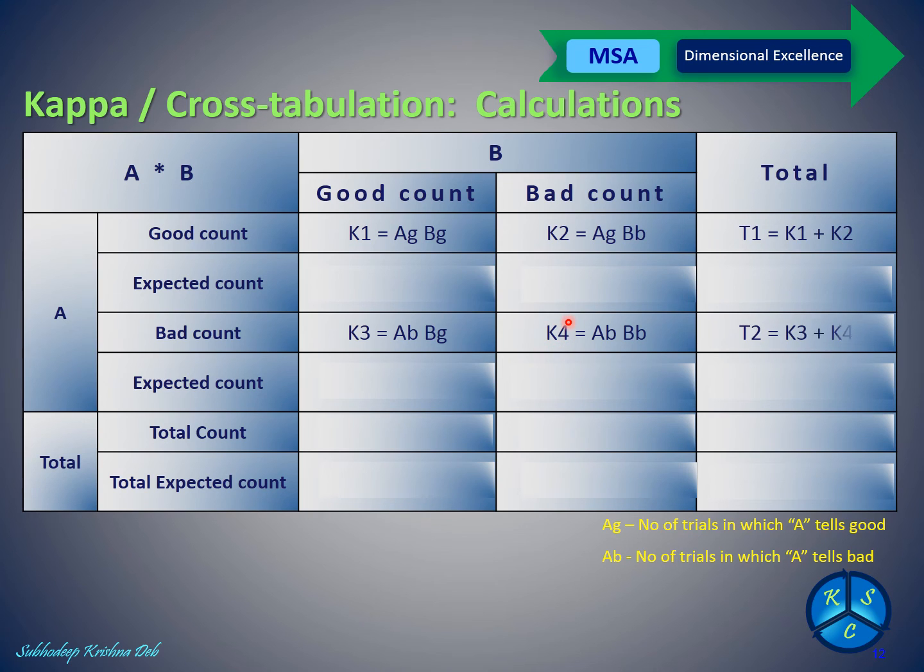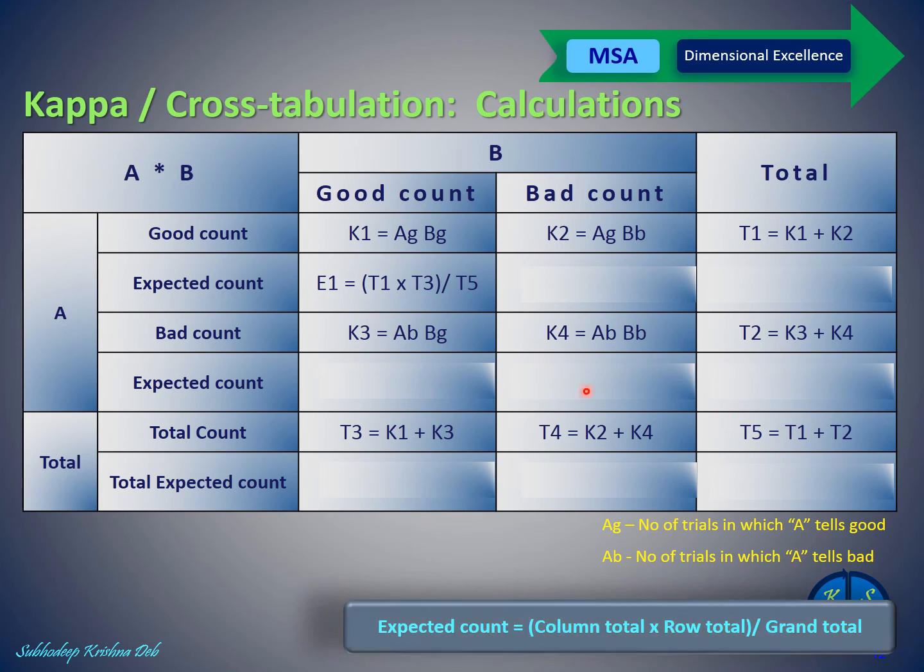After that we will sum up. T1 will be K1 plus K2, the horizontal summation. Then T2 is K3 plus K4, and then the vertical sums are T3, K1 plus K3, and similarly T4, that is K2 plus K4. And T5 will be T1 plus T2, or T3 plus T4. This T5 will be fixed. It will be 150 since we are having 50 samples and 3 trials.